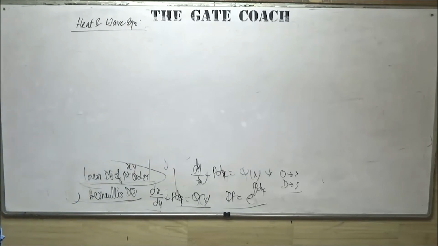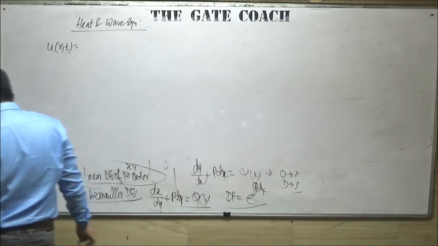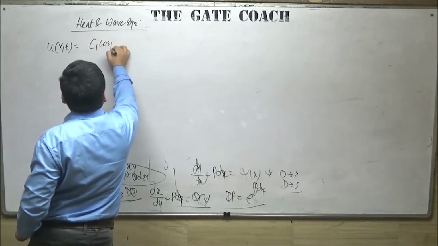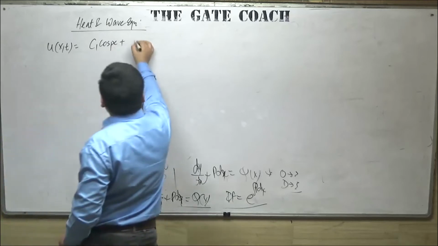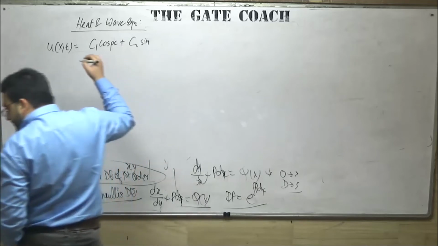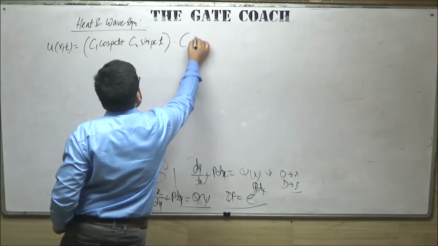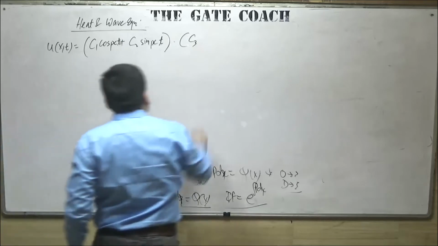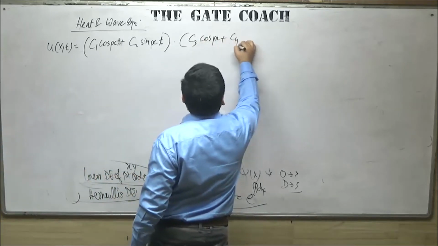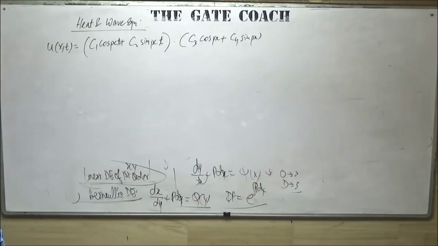I'm directly writing the solution of the wave equation. So we had three solutions of the wave equation, but the solution that we accepted was u(x,t) equal to (C1 cos pc t plus C2 sine pc t), the time part being a function of time, into (C3 cos px plus C4 sine px). This was the final equation that we had actually accepted.